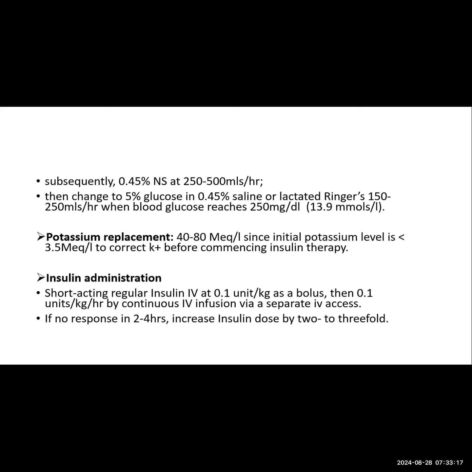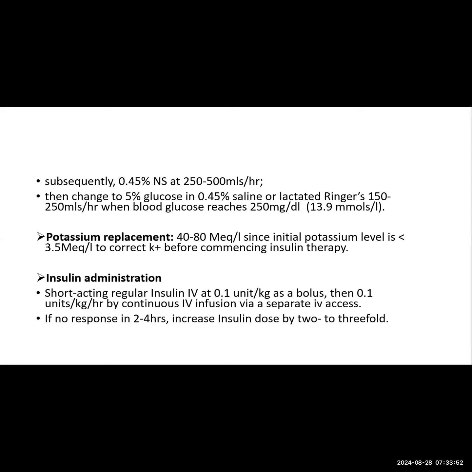I'll correct the patient's potassium. Here, the potassium level is 3 millimoles per liter. Because of this, I'll correct potassium first before commencing insulin therapy, and I will give 40 to 80 milliequivalents per liter of potassium before the commencement of insulin therapy. This is because if insulin therapy is commenced before potassium, with this low potassium, then more potassium will be moved into the cells, and this will worsen the hypokalemia that the patient is having already.